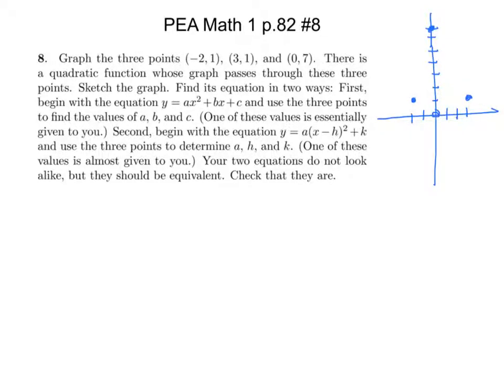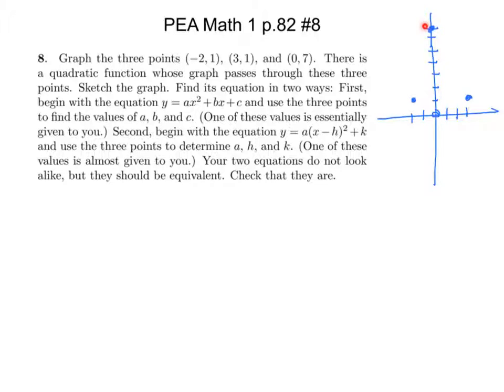This is page 82, number 8. The first thing it says to do is to graph 3 points: (-2, 1), (3, 1), and (0, 7). I made a pretty rough sketch over here of just those. It says that there is a quadratic function whose graph passes through these 3 points. Sketch the graph.